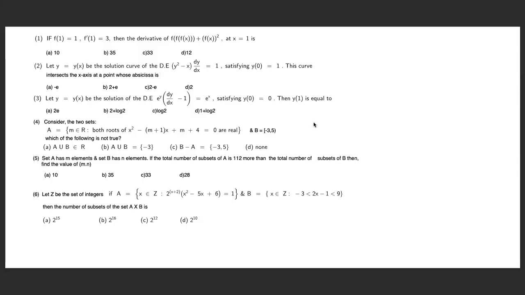Now let us look at the second problem, which is y of x being the solution of the differential equation, and satisfies y of 0 as 1. Also we have to find that this curve intersects the x-axis at a point whose abscissa is, right? So we have the choices. Let us see what is the best choice here.